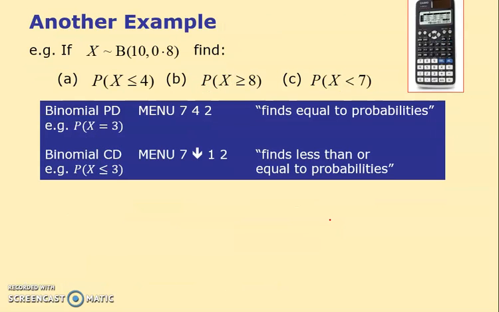Here's another example. It's the same idea. Let's go for it straight away. The first one is less than or equal to, so that's binomial CD. So, in fact, why don't you pause the video? It's probably a good idea if you pause the video and see if you can get the right answers. I'll put the answers up in a bit.